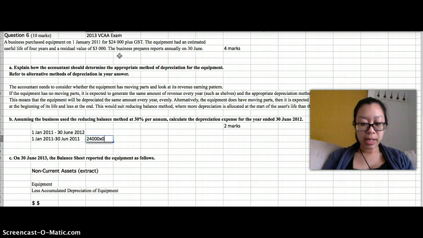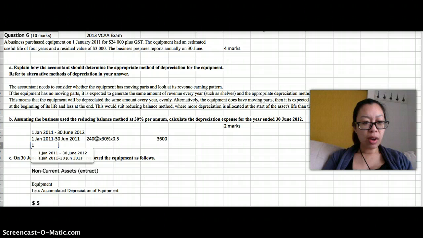So you would go $24,000 times 30%, times 0.5. Now that will give you that much, and then for the next year it's for a whole year. So for 1st of July 2011 until 30th of June 2012, that's for a whole year. Now we have to take the carrying value. That's how reducing balance works.